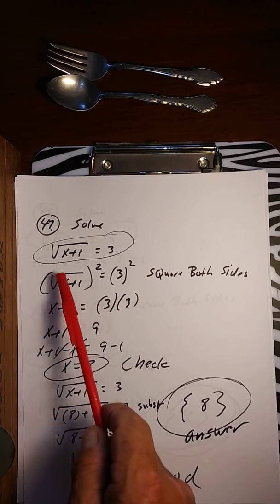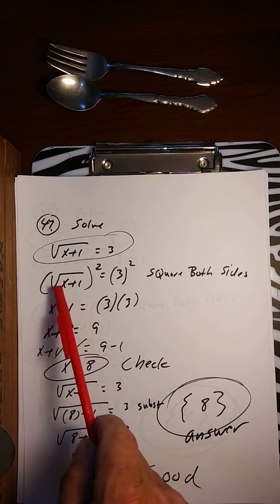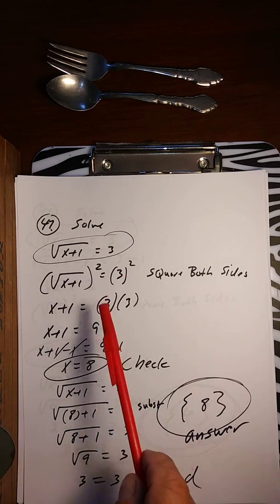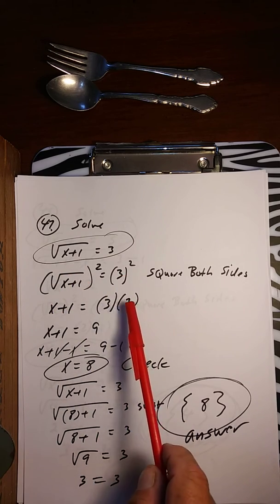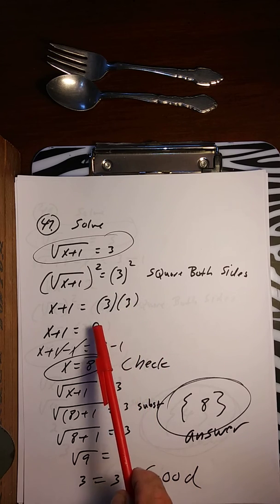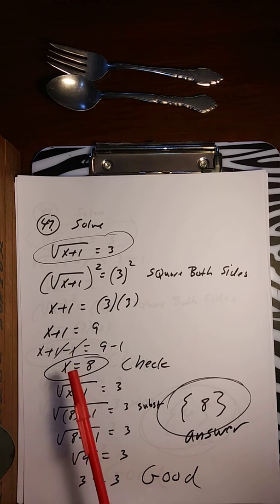Square both sides. Square this, square this. So square this one. This is x plus 1. 3 squared means 3 times 3. PEMDAS, please excuse my dear Aunt Sally. 3 times 3 is 9. So minus 1, so x is 8.